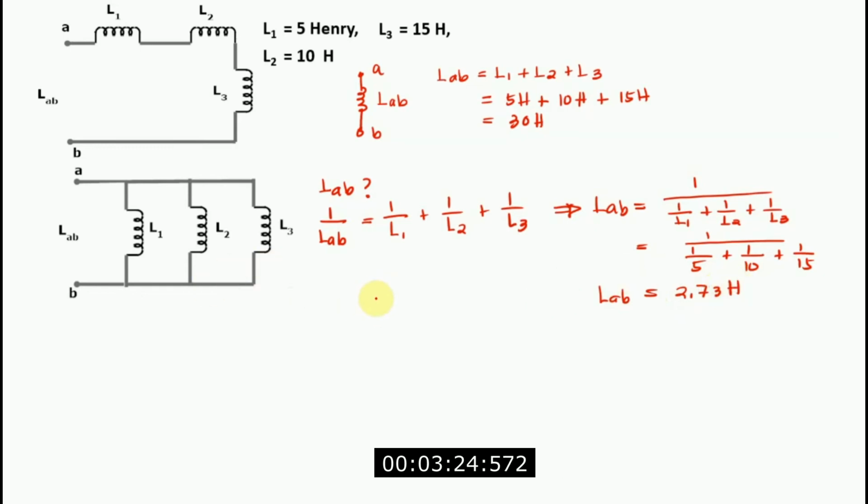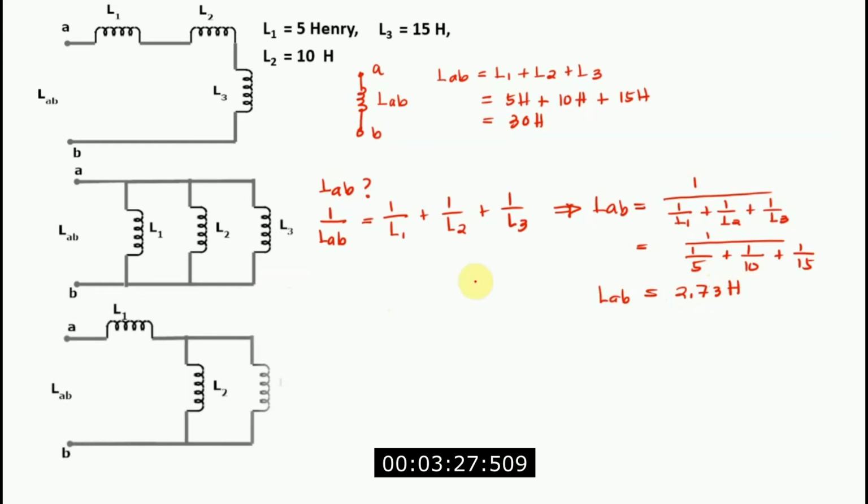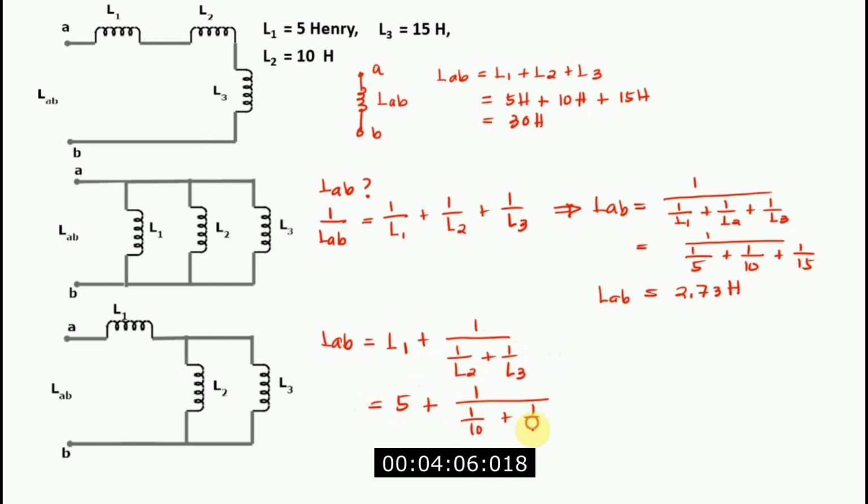How about if it is connected in series and parallel? So we have here an example. L1 is in series with the parallel inductors L2 and L3. Just like the resistor, if we are going to get the LAB of this kind of circuit, we just take L1 plus the inverse of this parallel connected part. So what will that be? That is 1 over L sub 2 plus 1 over L sub 3. Okay, so you just substitute our given. For L1, you have 5 Henry plus 1 over 1 over 10 plus 1 over 15.